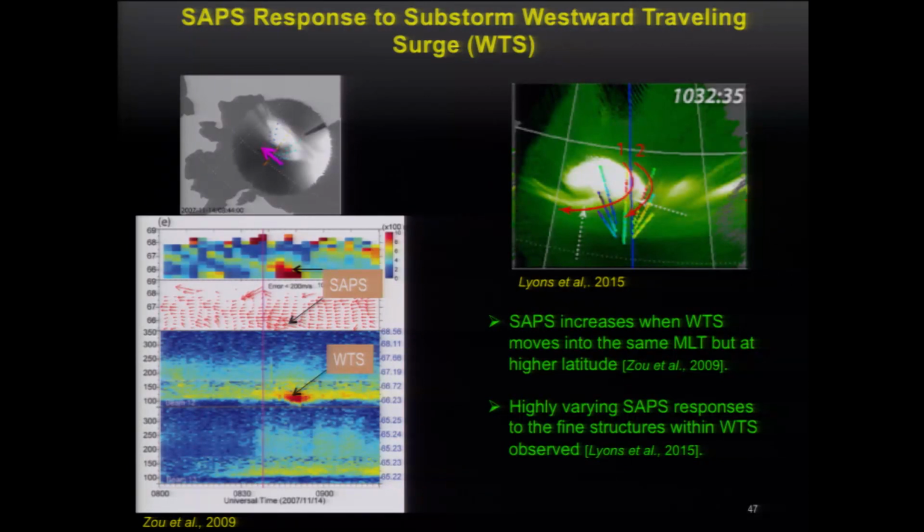You can also look at the individual beams here. And associated with each of these bright features of this westward traveling surge, you can actually see very highly varying SAPS response to those fine scale structures.